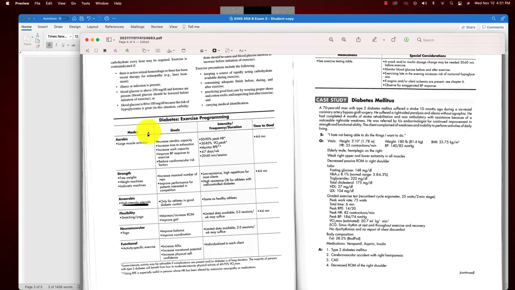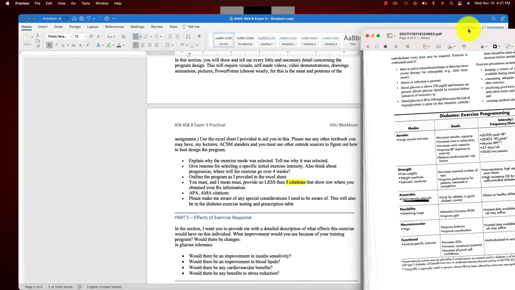I have given you resources to help you with this, especially here. Keep in mind that we're doing 4 weeks. We're not doing 4 to 6 months. So just use this information here, right? The frequency, intensity, it's all here. It's all available for you. And it tells you the goals, right? So let's look at the next section.